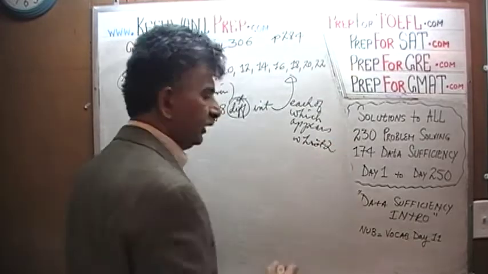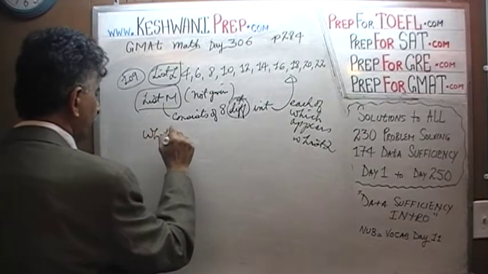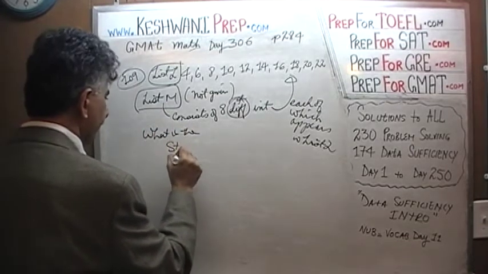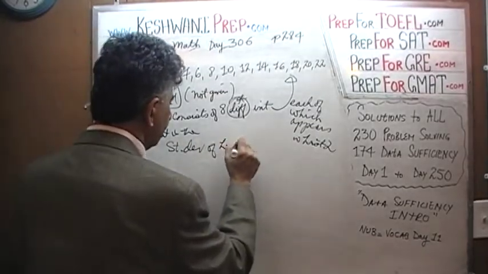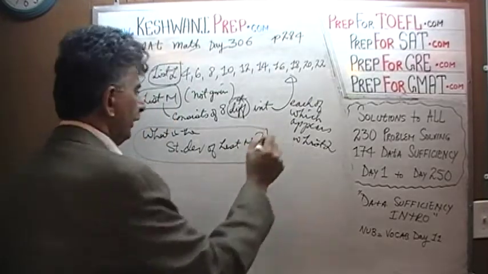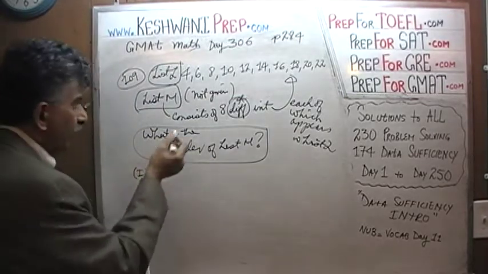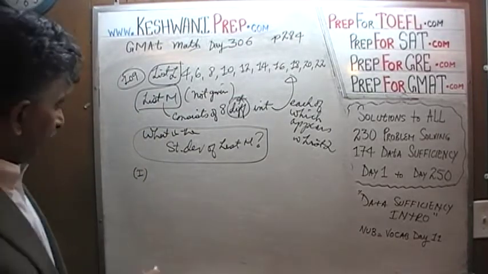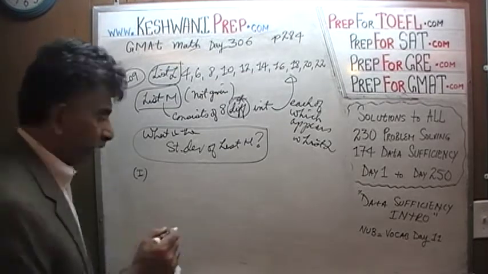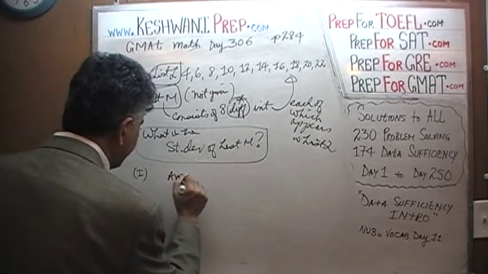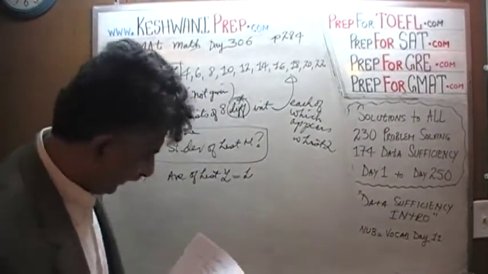List L. Are you with me? Very good. The question simply is, what is the standard deviation of list M? Very interesting question. Let's see what they tell us, shall we? Let's look at the first statement. In the first statement, they tell us that the two averages are equal. The average of list L is the same as the average of list M.